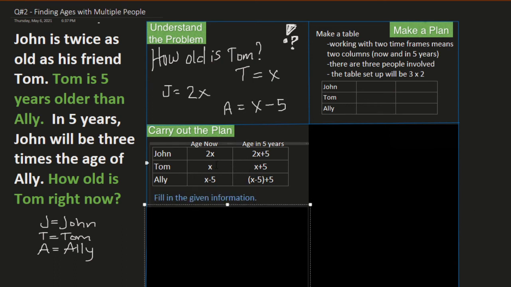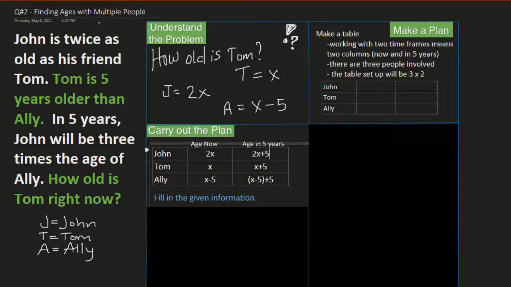So we figured out that Tom's age equals x. We found out that John's age equals x times 2. And then Allie's age is x minus 5. So notice that these three parts of information here are the same as the parts of information here, but all of them are plus 5 because we're talking 5 years in the future.